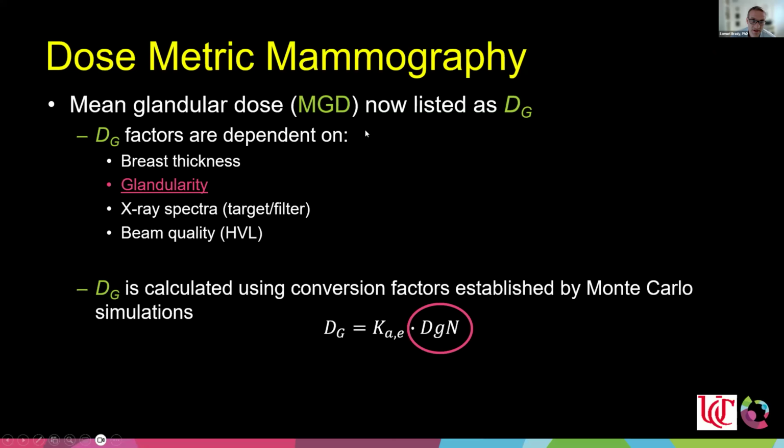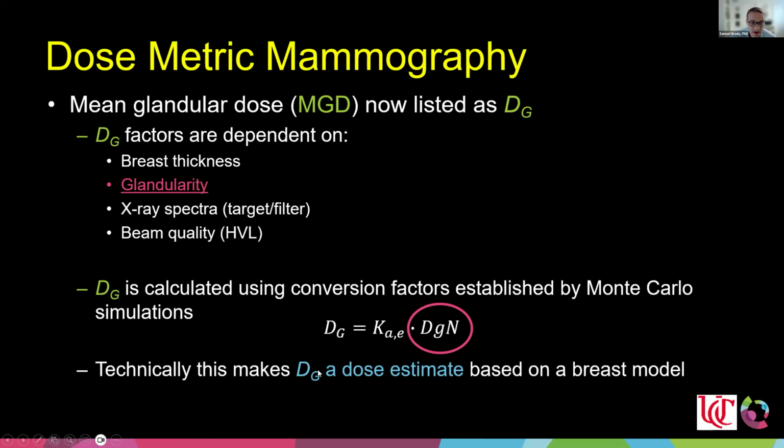Because of that, a lot of these estimates using mean glandular dose tend to overestimate the actual dose to the breast. What we do is we take the air kerma, so the X-ray output, and we multiply it by a correction factor. This correction factor is established using various simulation software, Monte Carlo techniques, to estimate roughly how much glandularity would be in various different breast sizes and thicknesses. So it's an estimate. It does not tell you the actual patient dose, but it gives you a relatively good estimate of the actual dose to the patient.